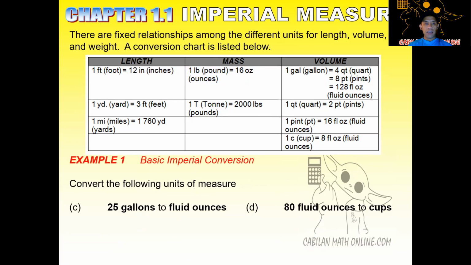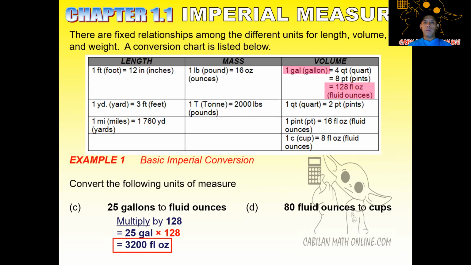For this one, we're looking at gallons to fluid ounces. If you scan through the conversion chart, you notice that gallons and fluid ounces belong in the volume category. To go from gallons to fluid ounces, notice the conversion there is 128. Since I'm going from gallons to fluid ounces, I'm going to be multiplying 25 by 128. So when we get that, we get a total of 3,200 fluid ounces.